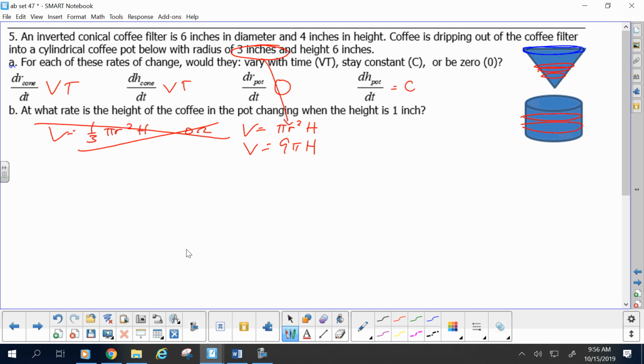Now let's take the derivative with respect to time. dV/dt is 9 pi dh/dt. Now it says, at what rate is the height of the coffee pot changing? That's great, I want dh/dt. Unfortunately, to find dh/dt, I would need to have been given dV/dt, and I forgot to give it to you. Sorry.